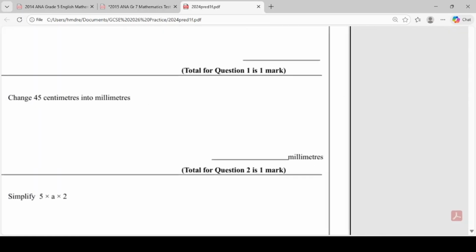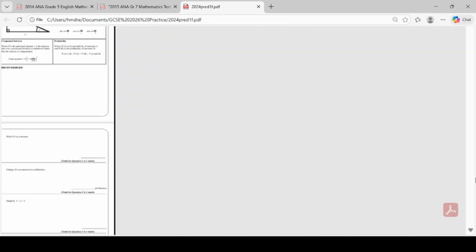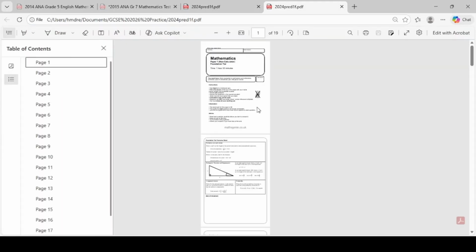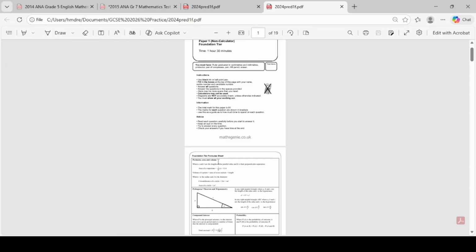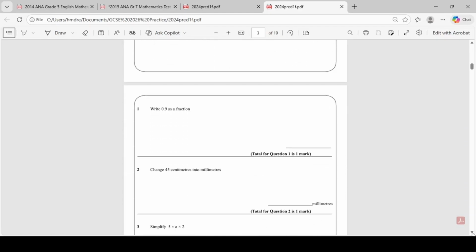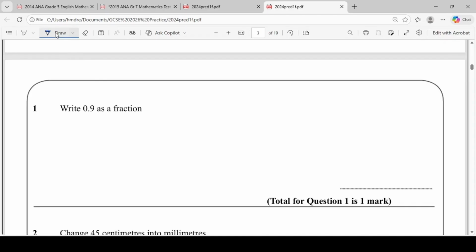With fractions like this, let's zoom in a bit here. Sorry about that. With fractions like this, what you do is you look at the number of decimal places that you have. So if you have one decimal place, like here we put 0.9, one decimal place means that it is over 10, and it's as simple as that. So this is just going to be 9 over 10.